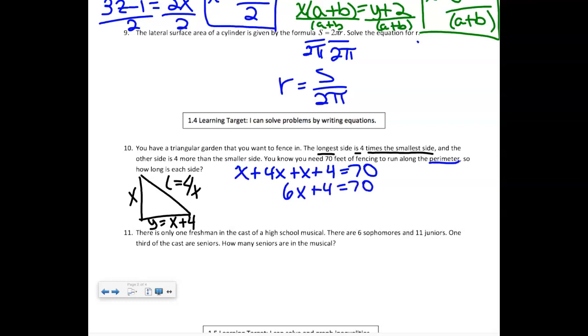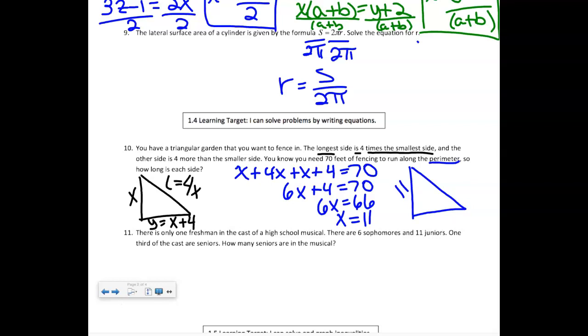I'm going to subtract that 4 from each side. So when I have that, I now have 6x equals 66. And my last step, I'm going to divide, and x equals 11. Now, if you tell me 11, that's great, but that's not our full answer because I'm asking for each side. So we just found our small side. We just found out this side was 11.